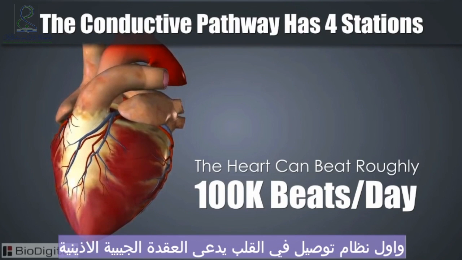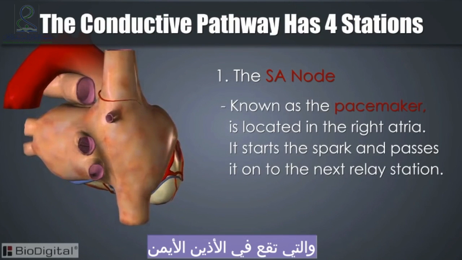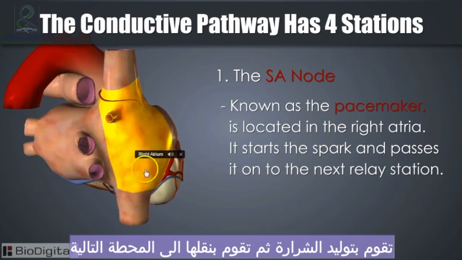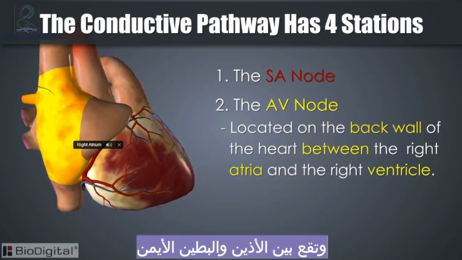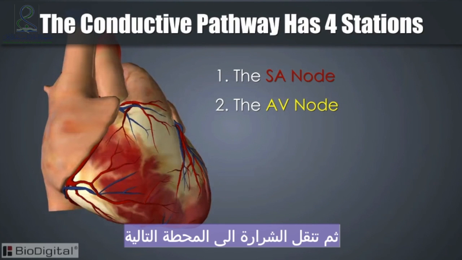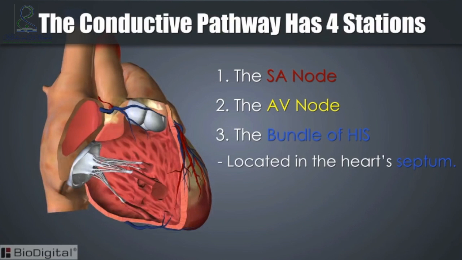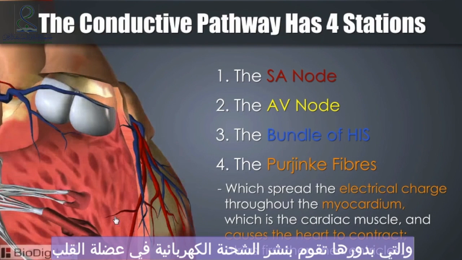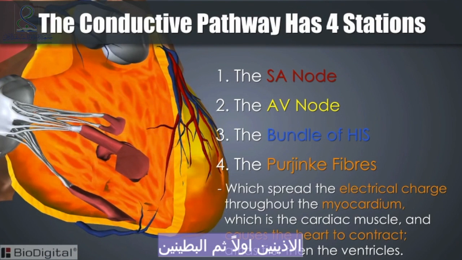The first conductive pathway is the SA node. The SA node, known as the pacemaker, is located in the right atria. It starts the spark and passes it on to the next relay station. The AV node is located on the back wall of the heart, between the right atria and the right ventricle. The spark is then passed into the next relay station, the bundle of His, located in the heart's septum, and lastly to the Purkinje fibers, which spread the electrical charge throughout the myocardium, which is the cardiac muscle, and causes the heart to contract, atria first and then the ventricles.